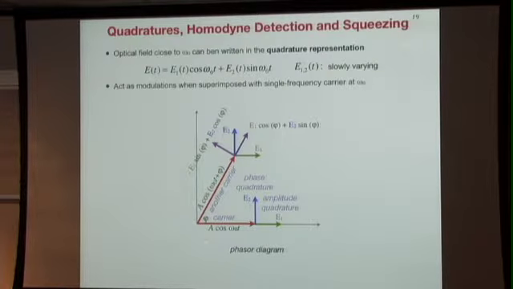By the way, in principle, if we have any quadrature field propagating in some direction, and we superimpose a carrier with a phase phi, then the amplitude quadrature of that particular carrier would be modulating the amplitude of that light.